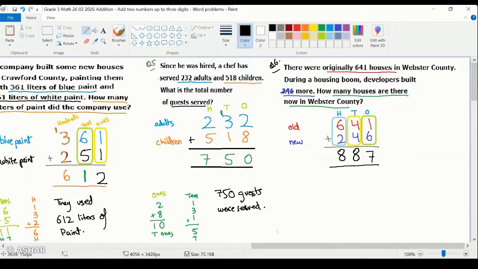So how many houses are there in total? We can say there are 887 houses in the county. Agreed? 641 plus 246 would be 887. Do we agree on this? Okay, let's move ahead to the next question. The next question, let me just copy paste.